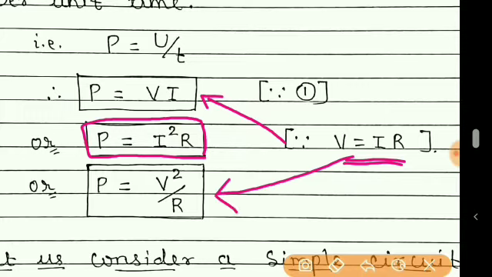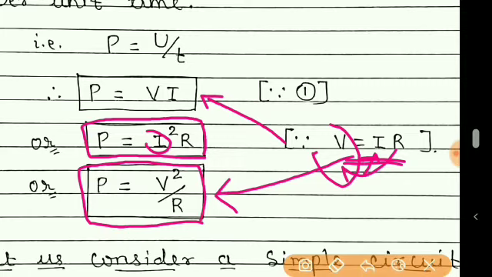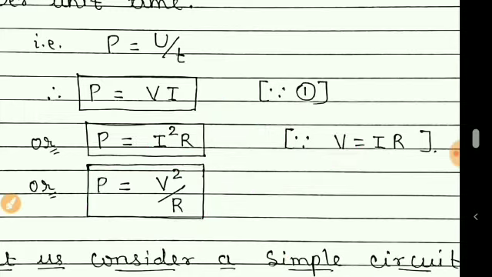But if we use V is equal to IR according to Ohm's law, then using this here we get the other form of the equation of power in terms of I and R, that is I square R. Also, in place of I, if we put I is equal to V by R, then we get this form of the equation of power, that is P is equal to V square by R. So students, I hope you understand these three equations of power.